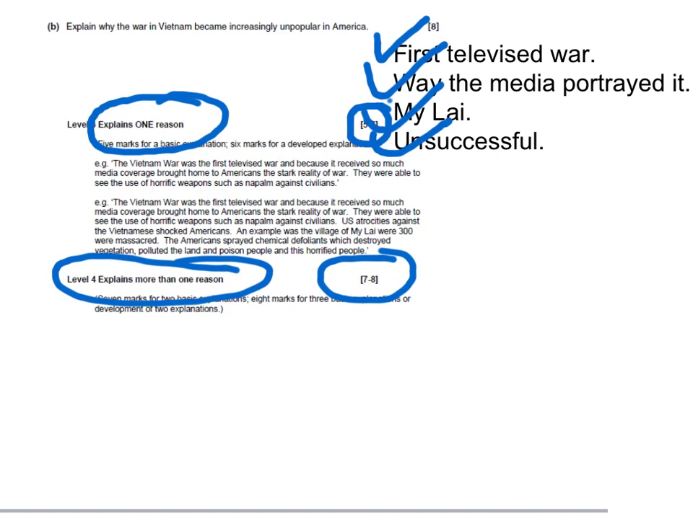And when it was unsuccessful, and with the deaths and the disfigurements of people coming back from Vietnam, that meant that actually many people started to turn against the war that maybe wouldn't have done if it had been successful. So I've got 4 there.